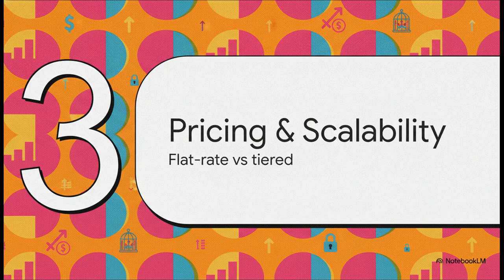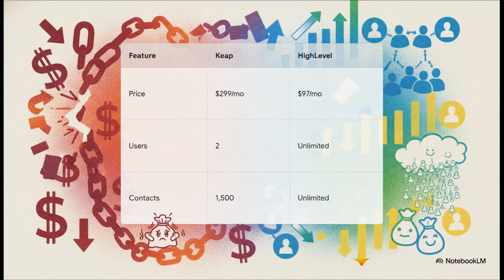Moving right along to Section 3, pricing models and scalability. Flat rate versus tiered growth penalties. Okay, let's look at the hard numbers. Because what's really interesting here is how the sources frame platform pricing. They specifically criticize competitors that literally charge your clients more just because their business is successfully growing. The documentation explicitly compares Keap, which charges a whopping $299 a month for just 2 users and limits you to 1,500 contacts, against HighLevel's approach of offering unlimited users and unlimited contacts.